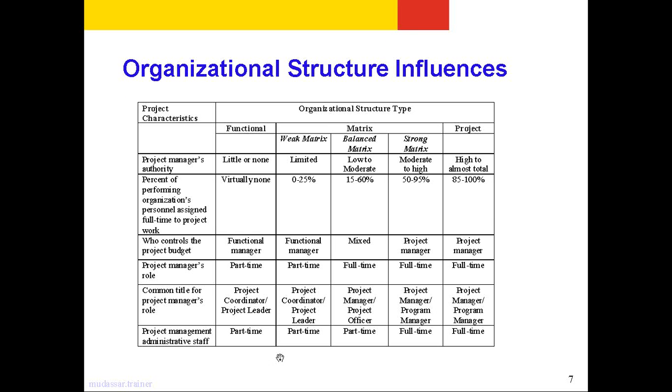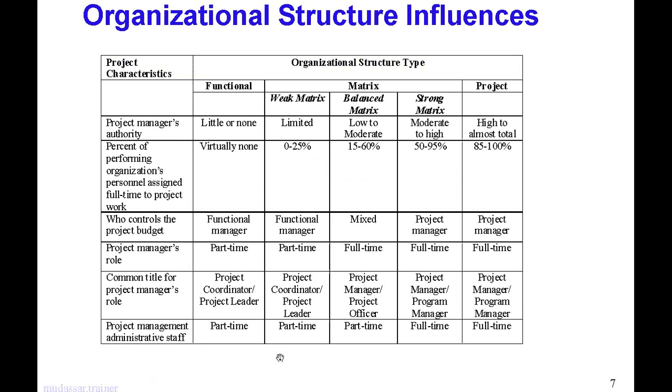If you look closely at how the matrix and these things vary. So functional extreme left, projectized extreme right, and the matrix in the middle. All right, out of which you have the weak matrix, the balanced matrix, and the strong matrix. All right, let's understand them one by one.